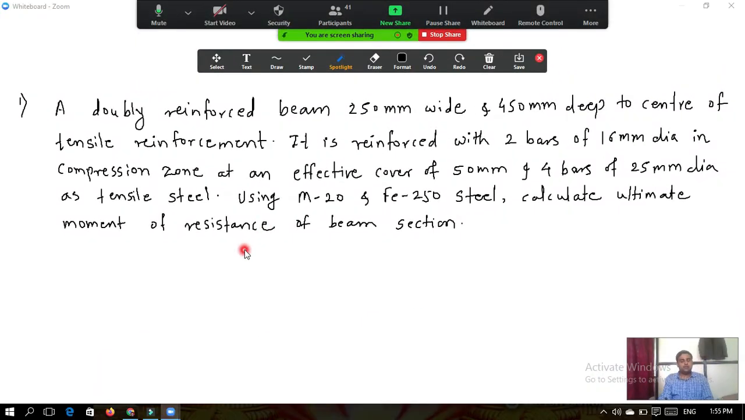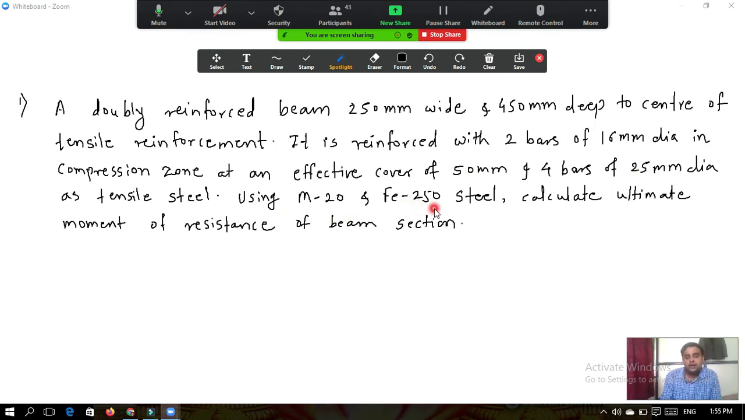So now this is the given problem. I will read the problem for your understanding. A doubly reinforced beam 250 mm wide and 450 mm deep to the center of tensile reinforcement. It is reinforced with 2 bars of 16 mm diameter in the compression zone at an effective cover of 50 mm, and 4 bars of 25 mm diameter as tensile steel. So compression steel is also given to you: 2 bars of 16 mm diameter, and the total Ast is given as 4 bars of 25 mm diameter.